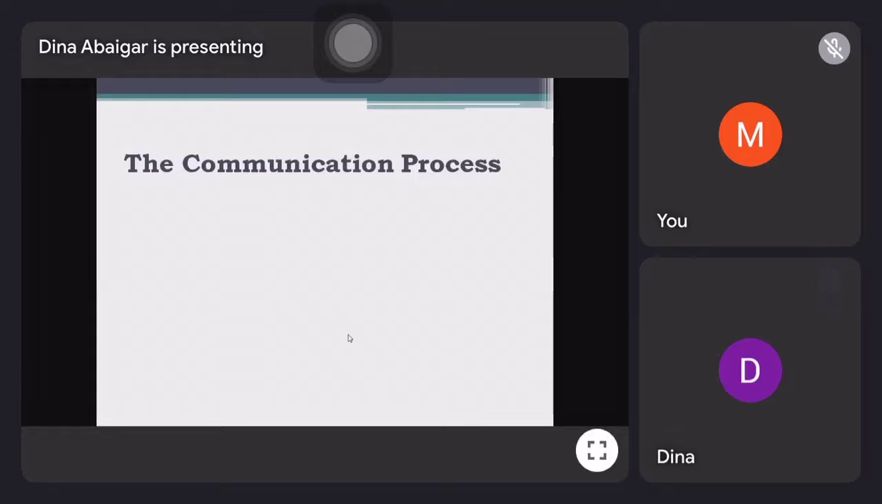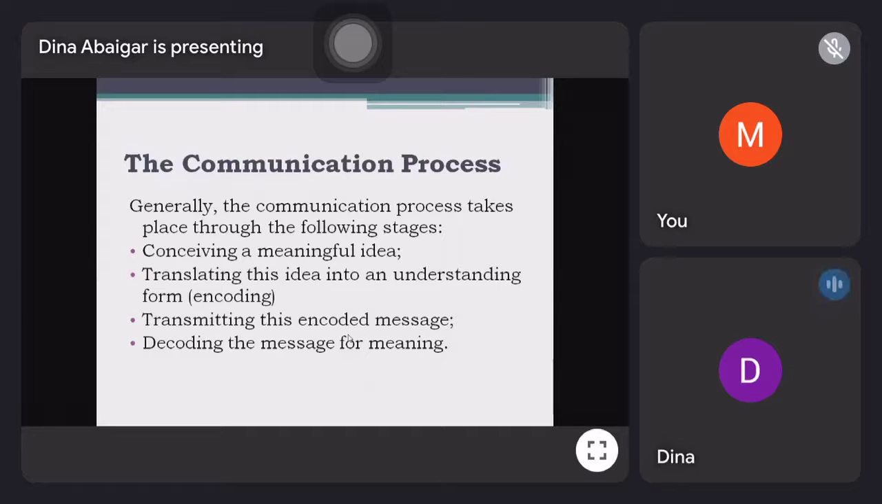Next, the communication process. Generally, the communication process takes place through the following stages. Conceiving a meaningful idea, then translating this idea into an understandable form, or what we call encoding. Transmitting this encoded message, and decoding the message for meaning. The decoding here is done by the receiver, who decodes the meaningful idea given by the communicator or the sender.